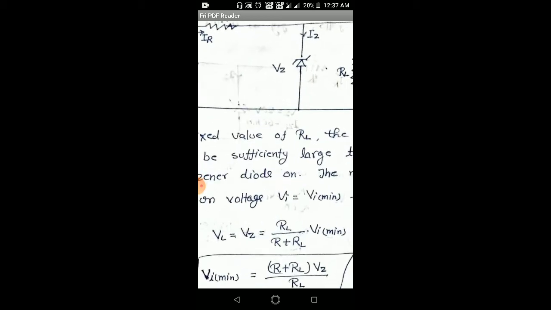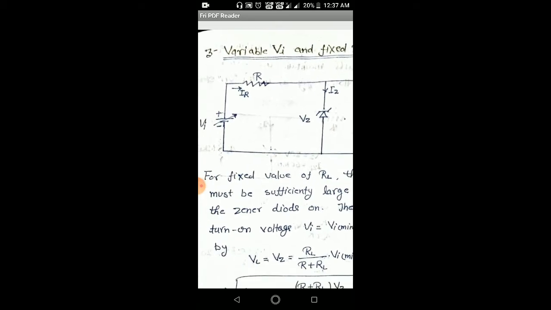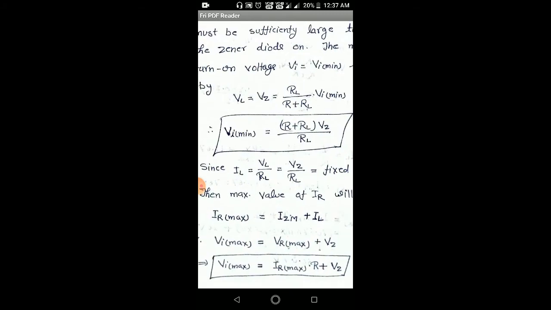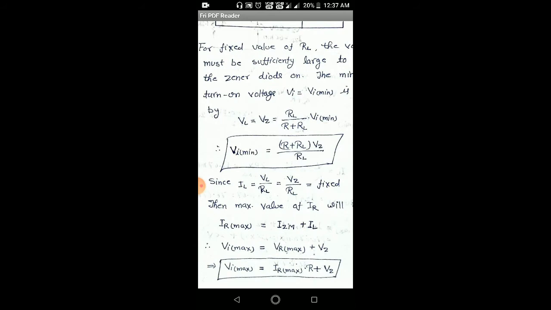So Vi maximum, the maximum value of supply voltage, equals VR maximum plus Vz. From this circuit, by Kirchhoff's voltage law, Vi maximum is VR maximum plus Vz. Putting in the value of VR, that is IR maximum into R, Vi maximum equals IR maximum into R plus Vz.